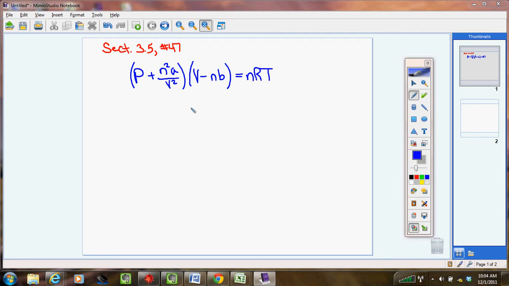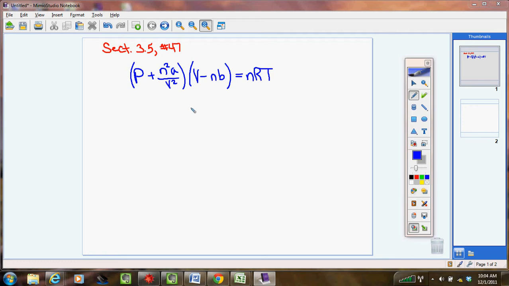Alright, so the problem is, again, number 47, and it reads like this. The van der Waals equation for n moles of a gas is, that's that equation right there, where P is the pressure, V is the volume, and T is the temperature of the gas. The constant R is the universal gas constant, and A and B are positive constants that are characteristic of a particular gas.